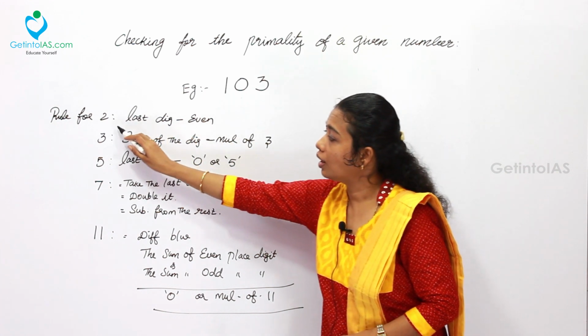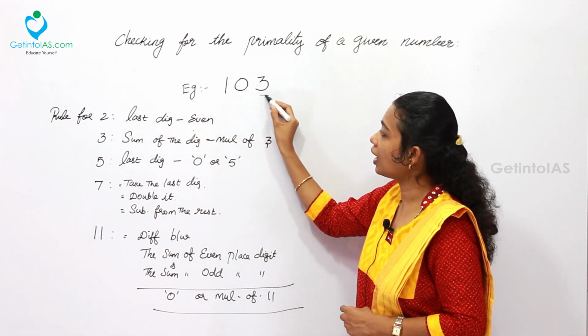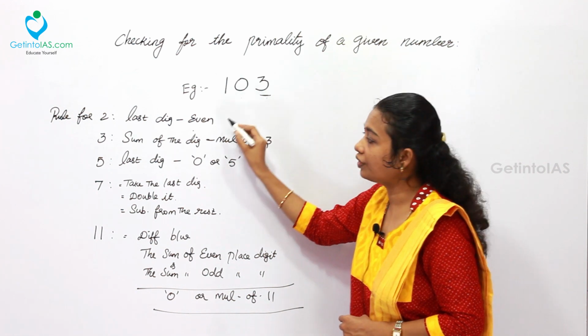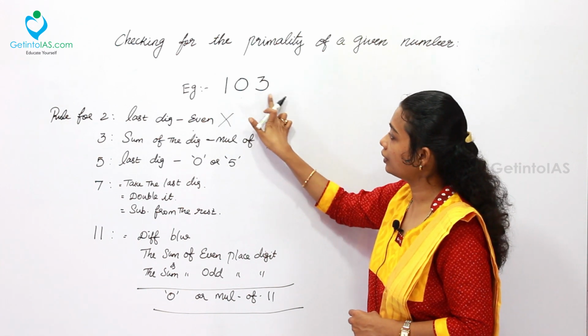What is the first rule? The last digit should be even for the divisibility check with 2. What is the last digit here? Which is 3. So we can say 2 is not divisible in this number. Then the next one.